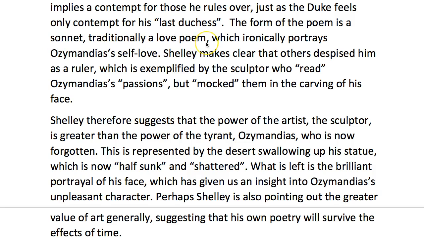traditionally a love poem. Okay, well, how does that relate to the meaning? Well, it ironically portrays Ozymandias' self-love. So he is in love with himself. That's why it's written as a love poem, as a sonnet. Shelley makes clear that others despised him as a ruler, which is exemplified by the sculptor, who read Ozymandias' passions but mocked them in the carving of his face. So you can see I've tried to link what I've said about the form of the poem being a sonnet, a love poem, to the meaning, which is Shelley criticising Ozymandias' self-love.